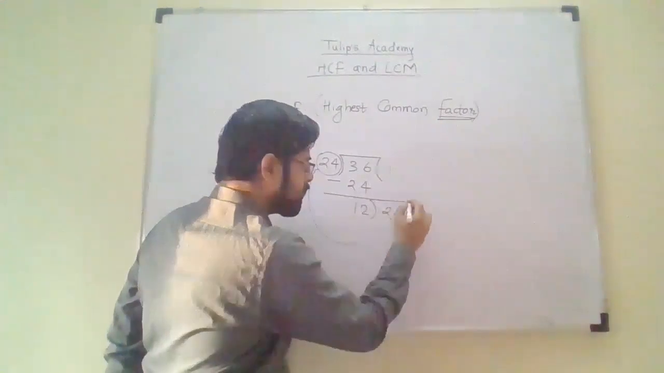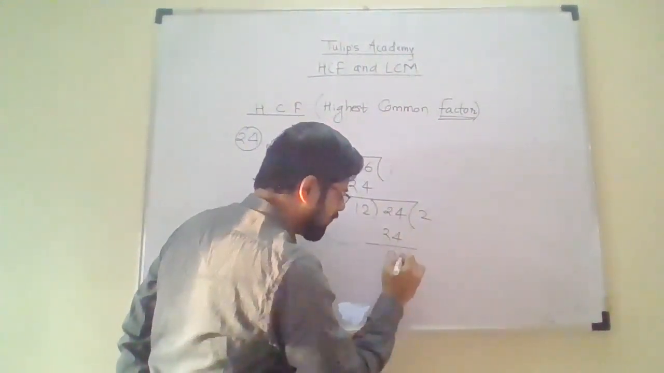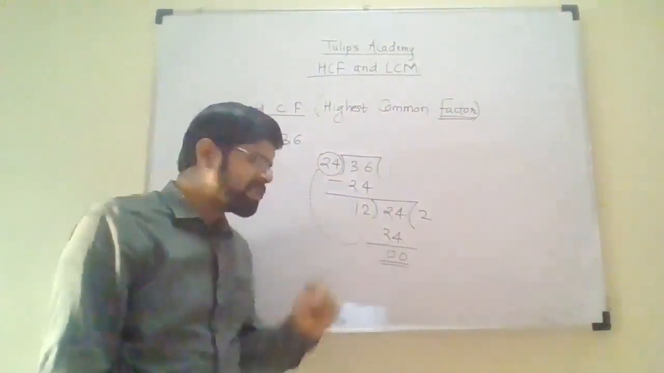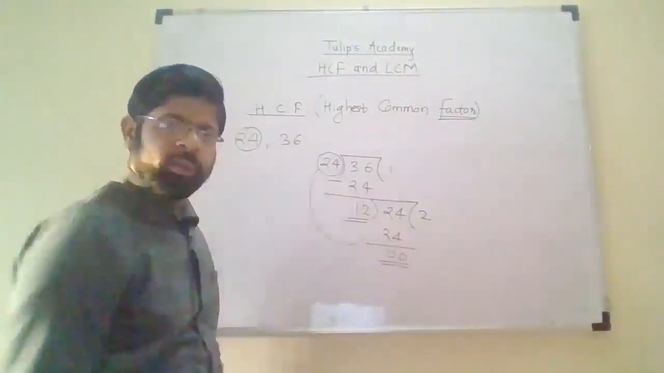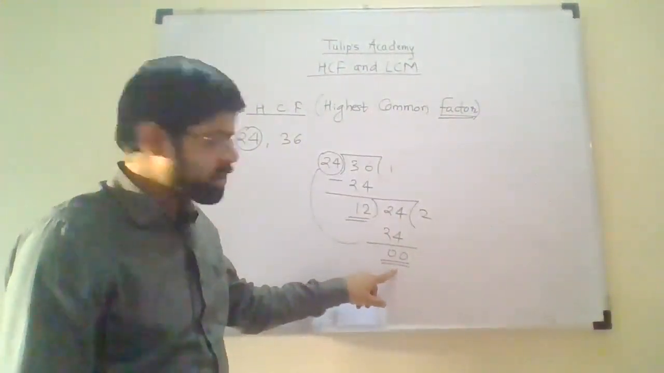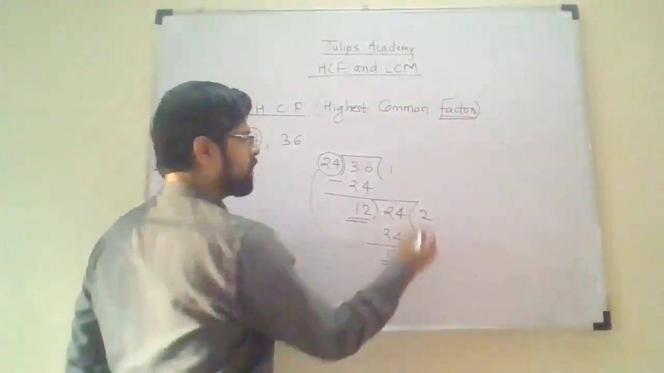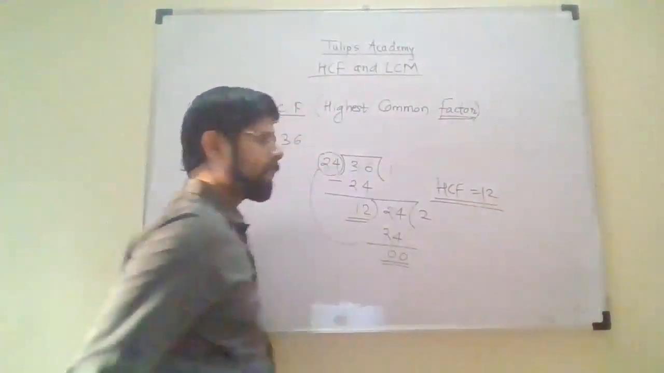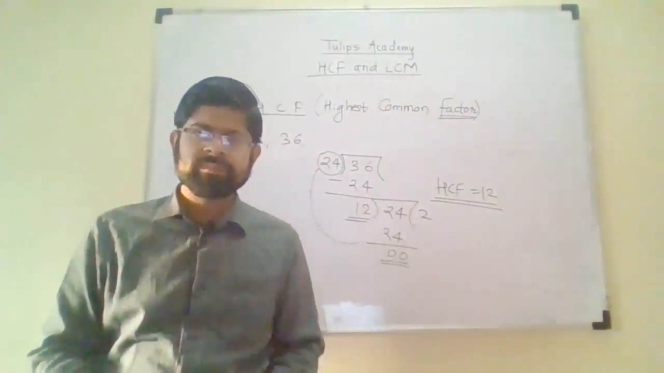Okay. So 12 twos are 24, and the remainder comes to be 0. So you have to stop here. Now once the remainder comes to be 0, the HCF is nothing but the divisor of the last step. Okay, the remainder is 0. So check the divisor of the last step. The divisor is 12, and therefore the HCF of these two numbers is 12. It's that easy.